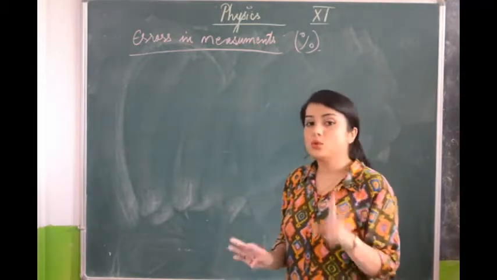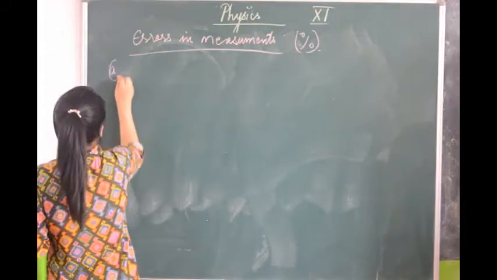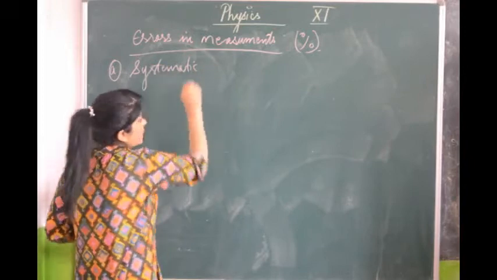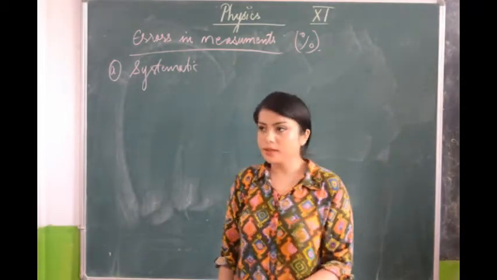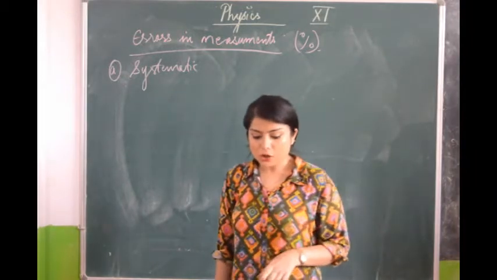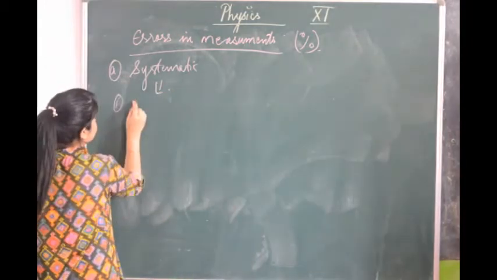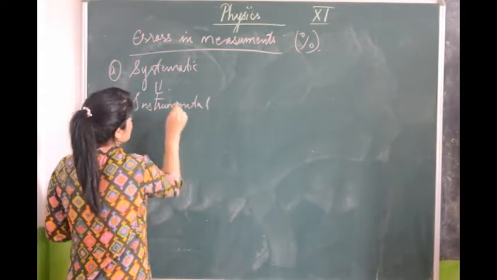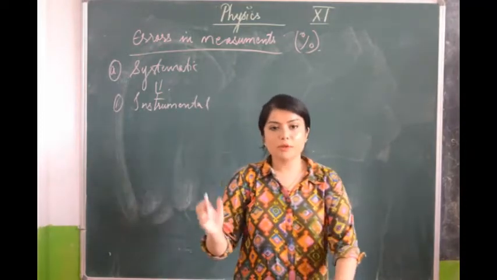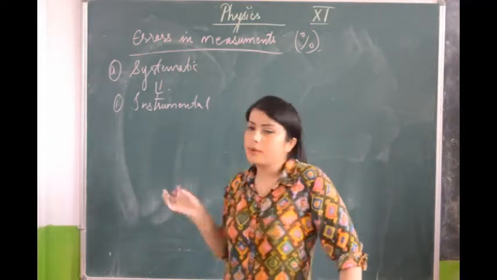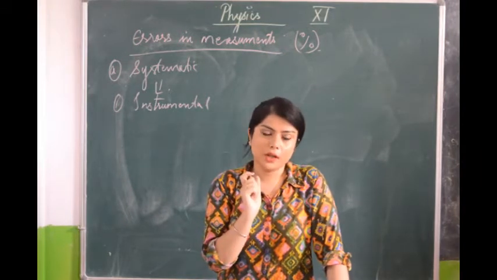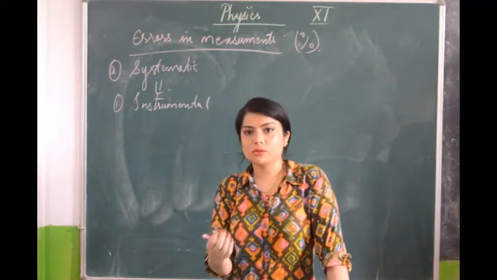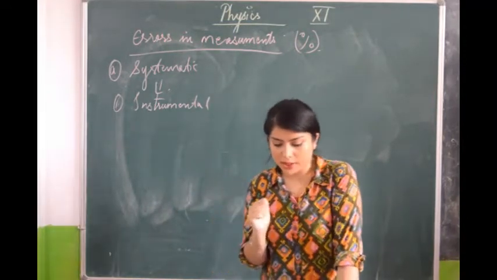Now, error is of two types. First is systematic error. In systematic error, the first one is instrumental error. From the name itself, we can tell that instrumental means error in the device itself. Sometimes the device doesn't give the actual value which it has to give. So that is the instrumental error.